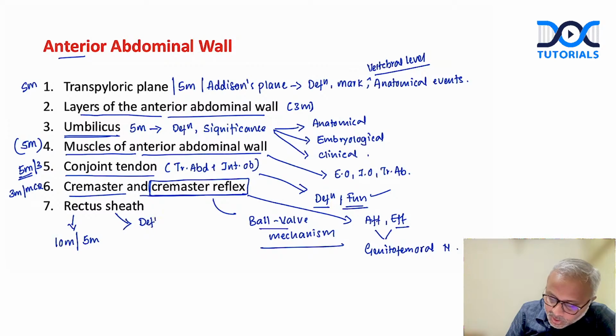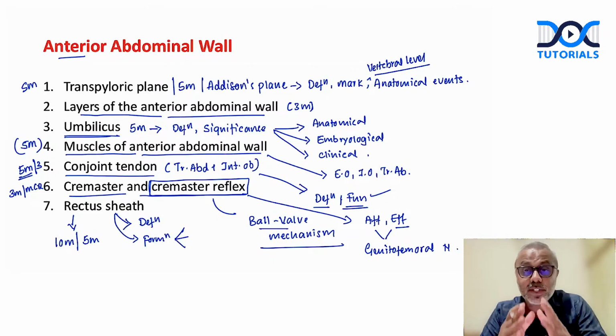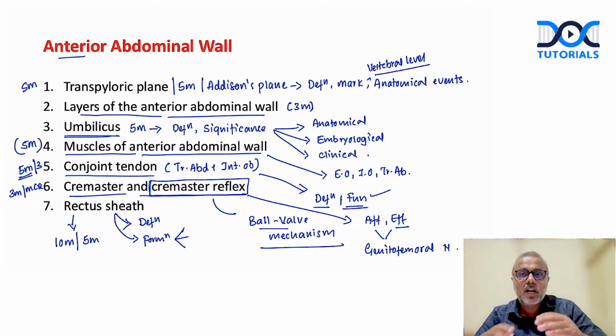Define what the rectus sheath is, right? Then discuss the formation. In formation, the rectus sheath differs at 3 levels: above the costal margin, between the costal margin and the arcuate line, and below the arcuate line, right? So how exactly the anterior wall is formed, how exactly the posterior wall is formed, at these 3 levels, this is what we need to write in formation.